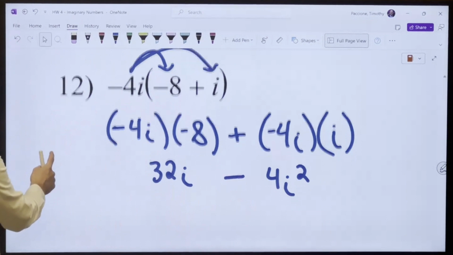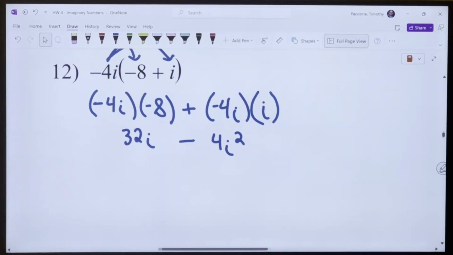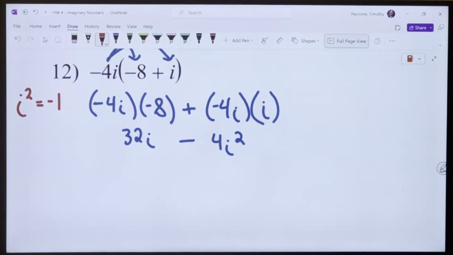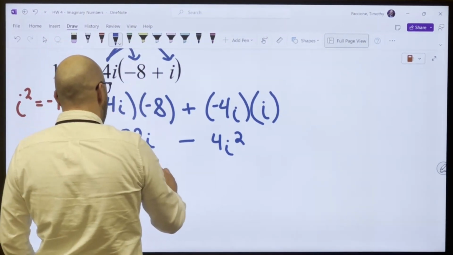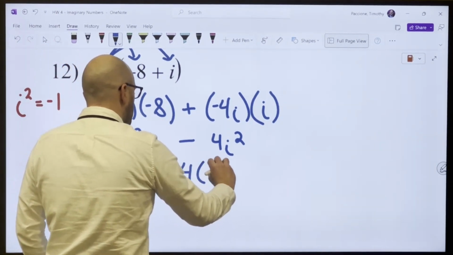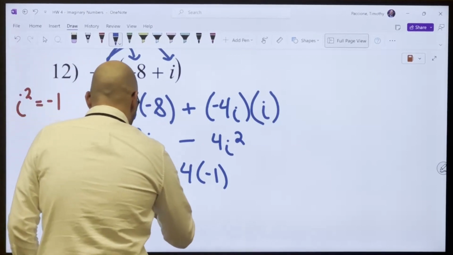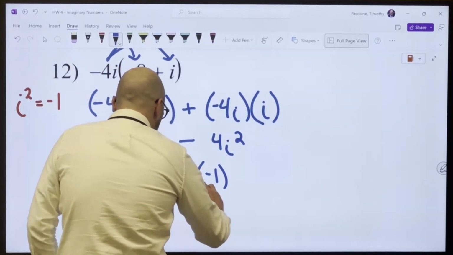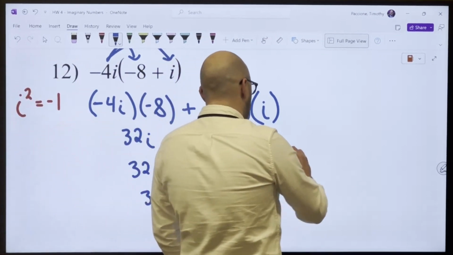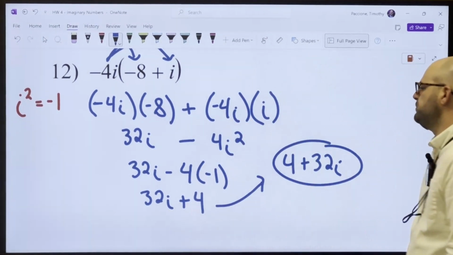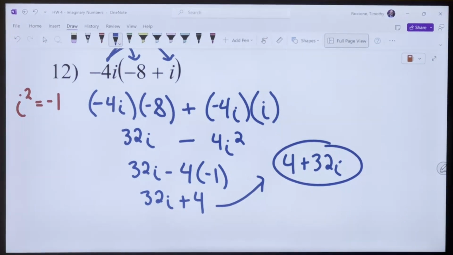Now, this is where you needed to remember, what is i squared? It's one of the things we learned last class, i squared equals negative 1. So anytime you get an i squared, you put a negative 1 in its place. So this becomes 32i minus 4 times negative 1. What's negative 4 times negative 1? Negative times a negative is a positive, right? So 32i plus 4. And then we do want to say 4 plus 32i because that's the proper way to write it, with the i second. Okay? That i squared is the key. If you don't know what to do with that, you kind of get stuck.